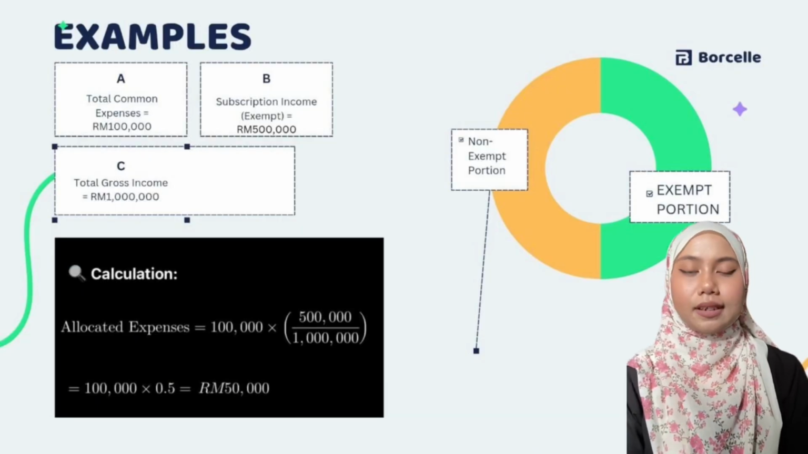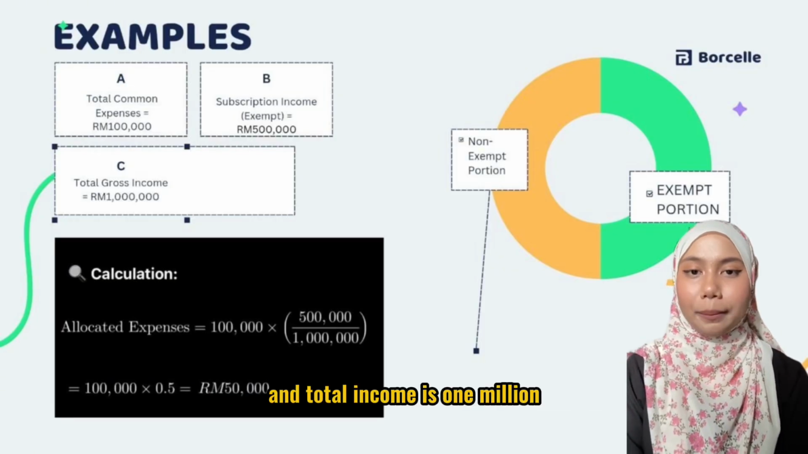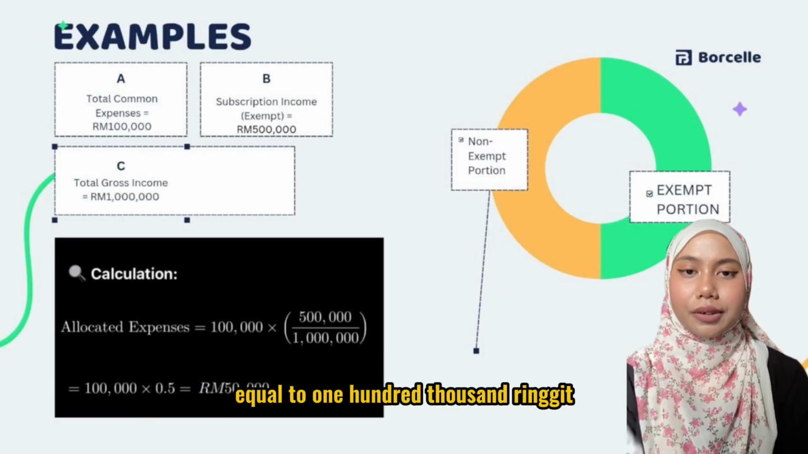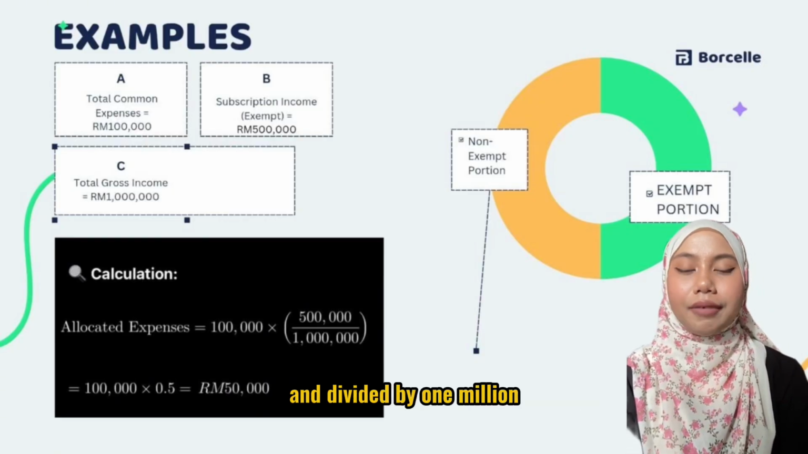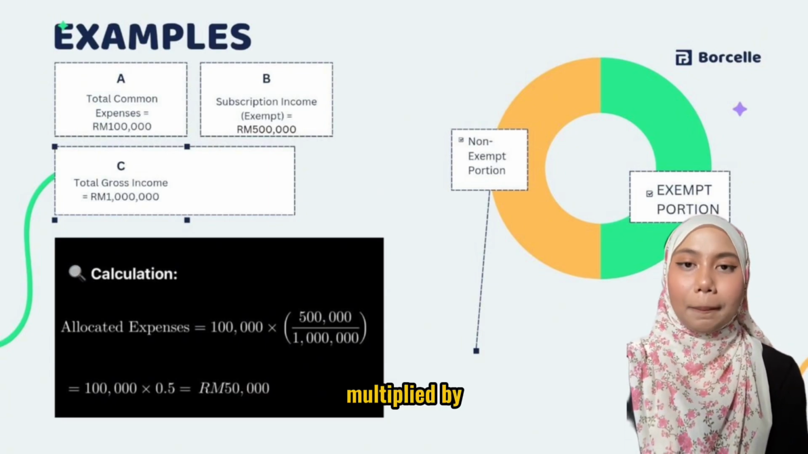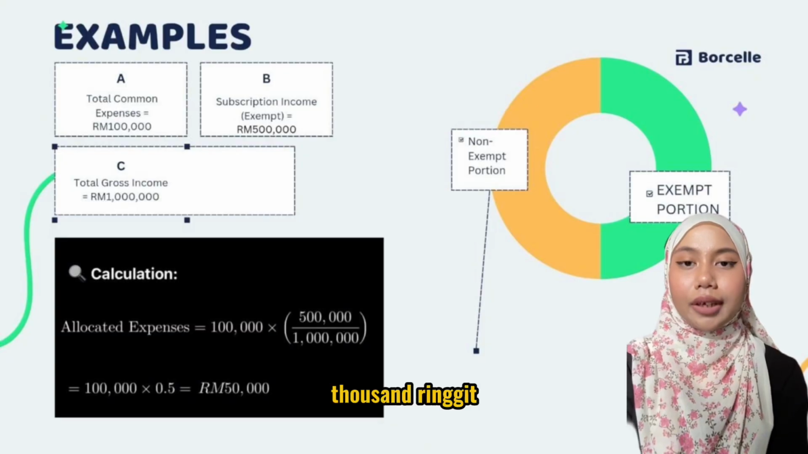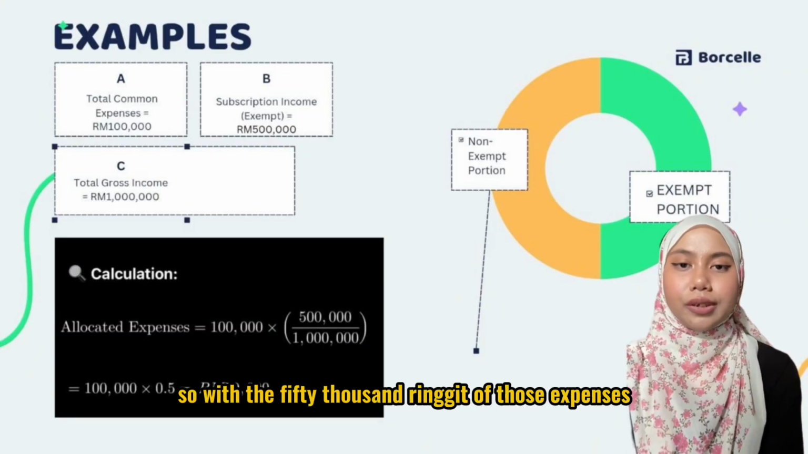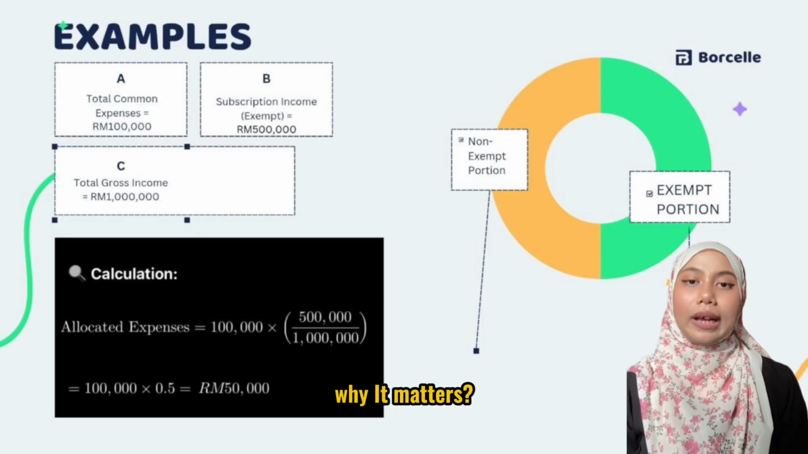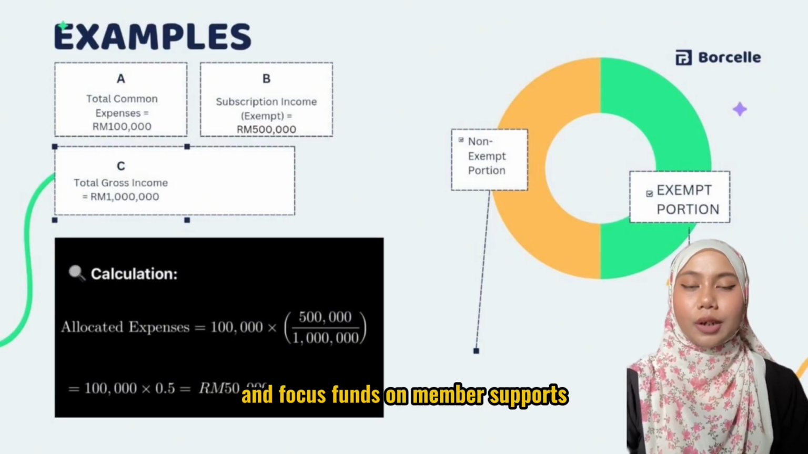Let's say total expenses are 100,000 ringgit, subscription income is 500,000 ringgit, and total income is 1 million. Therefore, allocated expenses equal 100,000 ringgit multiplied by 500,000 ringgit and divided by 1 million. And we will get 50,000 ringgit. So, the 50,000 ringgit of those expenses goes to the exempt portion and the rest applies to the taxable portion. Why does it matter? It helps trade associations stay compliant, avoid overpaying tax, and focus funds on member support.